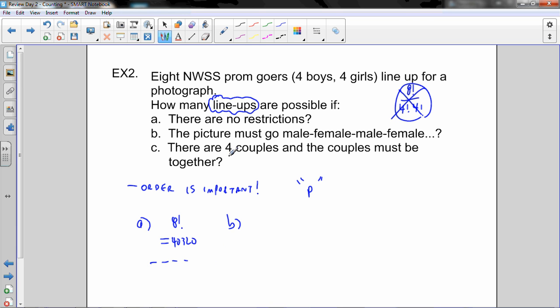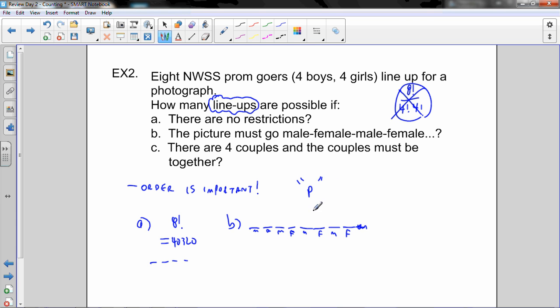Second one, the picture must go male, female, male, female. So not a lot of formulas in this course at all, really. Well, lots of stats formulas, but as far as the counting unit, not a lot of formulas. But there are some counting techniques, and one thing we do is set up a lineup like this. 1, 2, and it goes male, female, male, female, male, female, male, female. How many do we have? 2, 4, 6, 8, and then that's it, right?